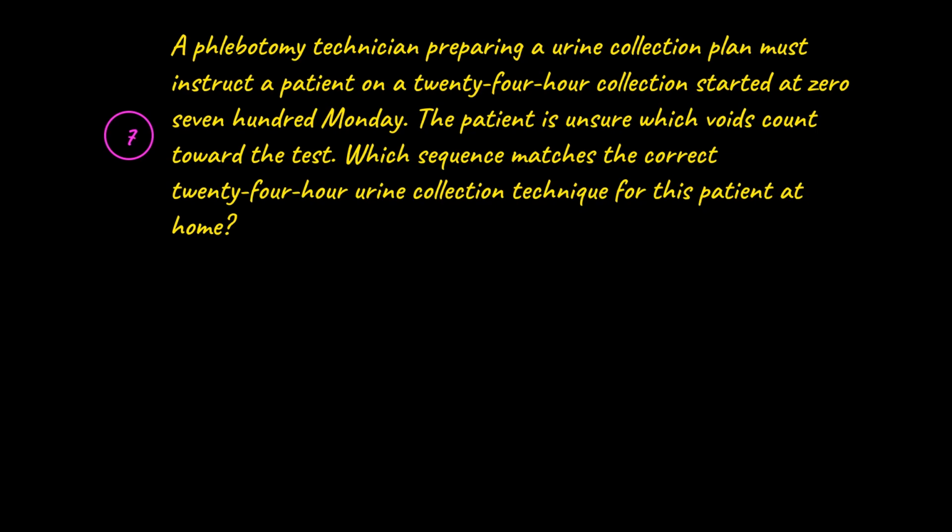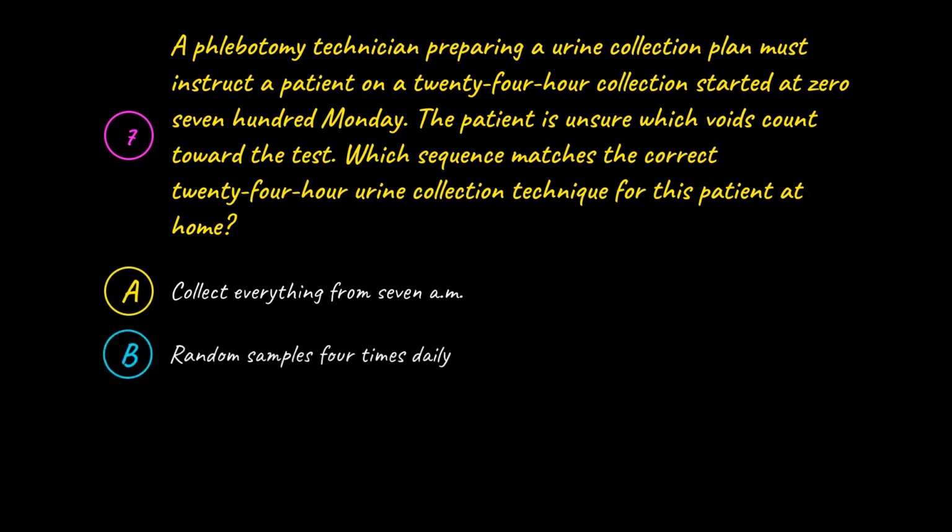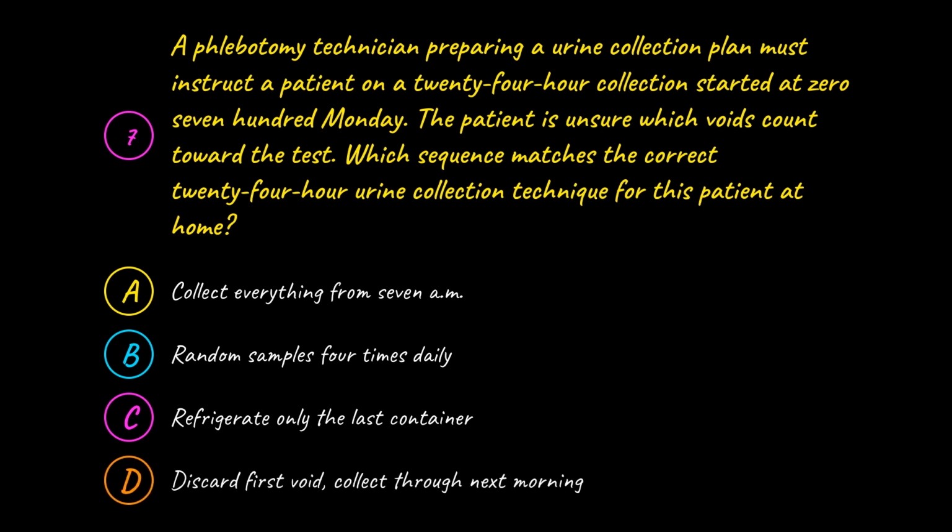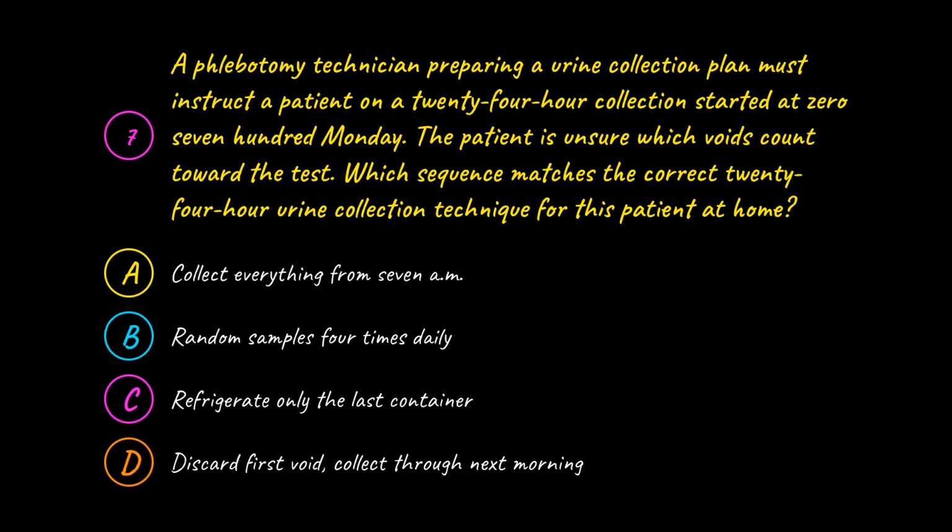Your options are A. Collect everything from 7 a.m. B. Random samples 4 times daily. C. Refrigerate only the last container. D. Discard first void, collect through next morning. Don't overthink it. Which one feels right?